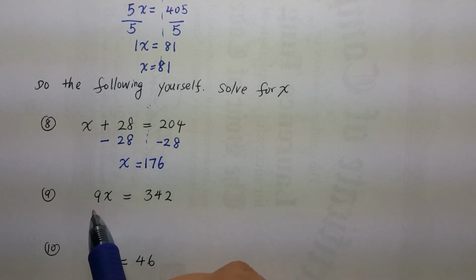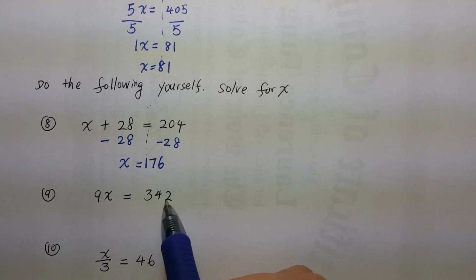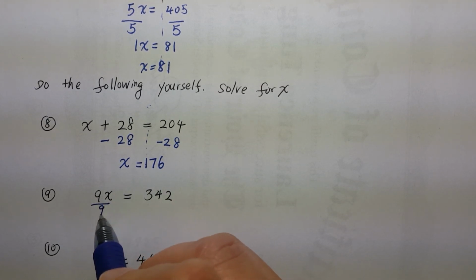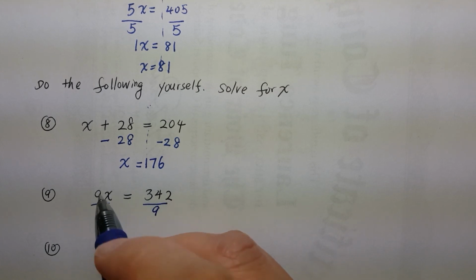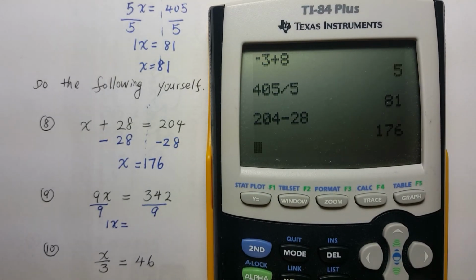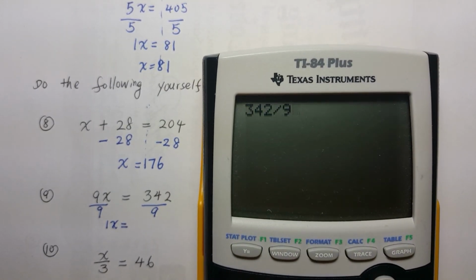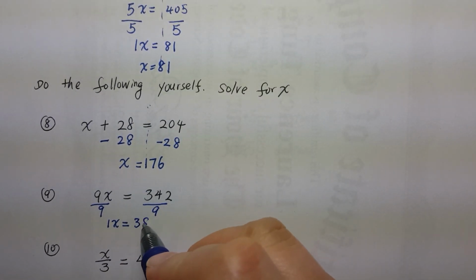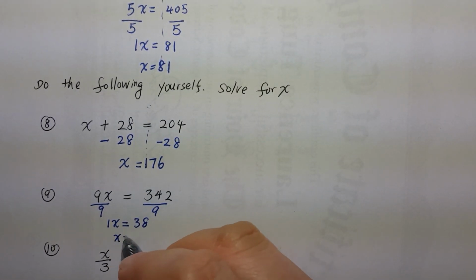Number 9, we have 9x equal to 342. Multiplication, so we do division. 9x, we divide by 9. 9 divided by 9 is 1, so we get 1x equal. Now we type in 342 divided by 9, you get 38. So 1x equal to 38, x equal to 38.